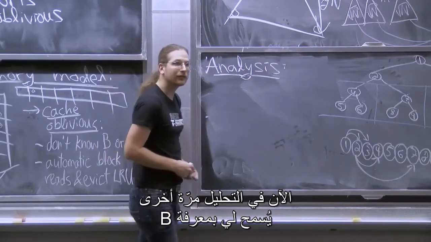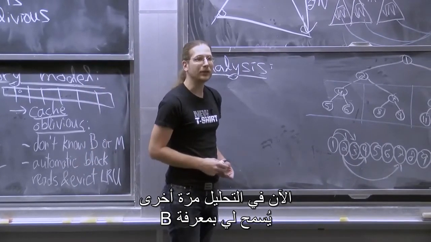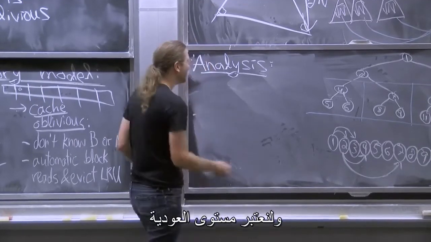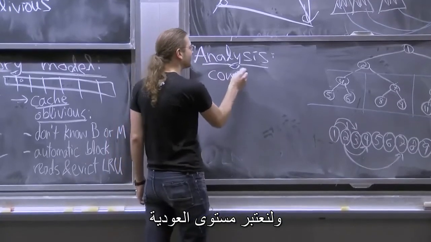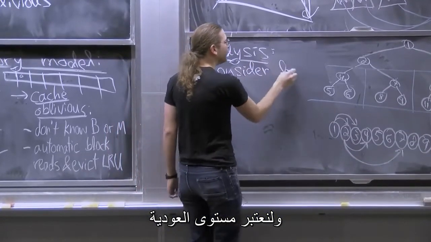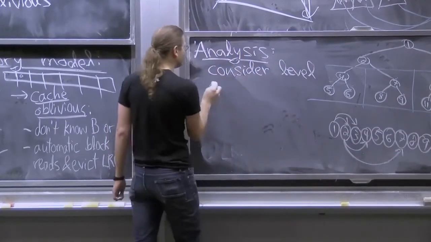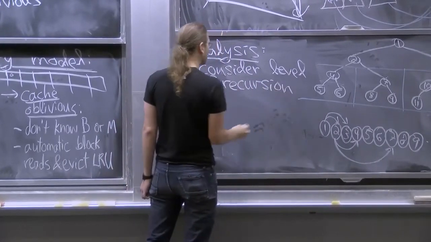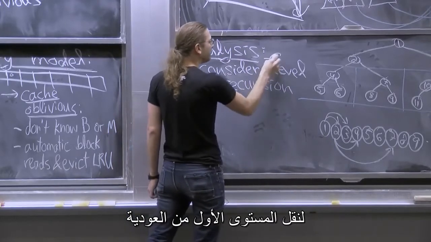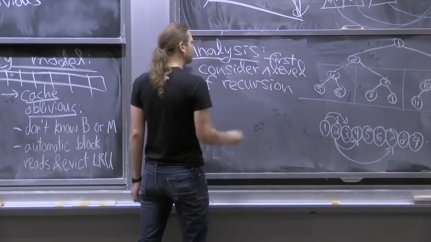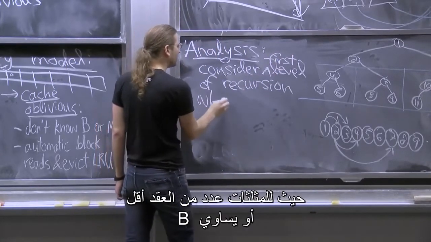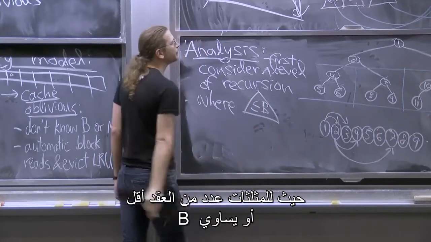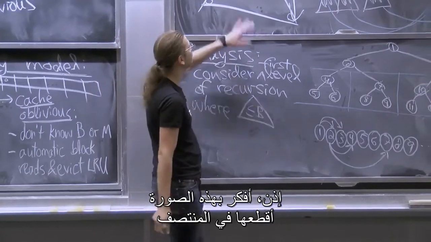Now, in the analysis, again, I'm allowed to know B. So say B is B. And let's consider the level of recursion, let's say the first level of recursion where the triangles have less than or equal to B nodes. So I'm thinking of this picture.